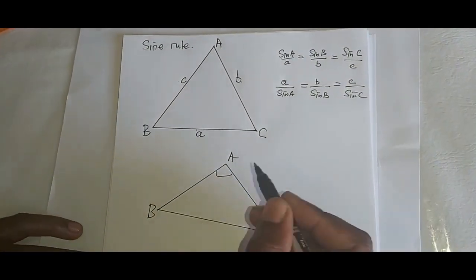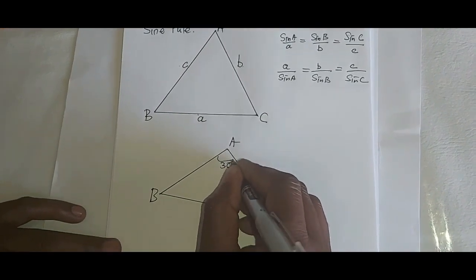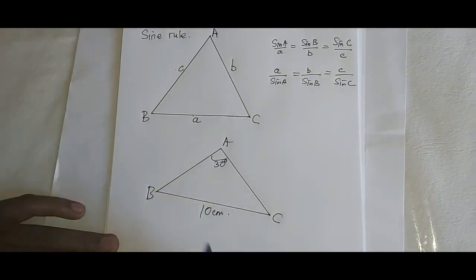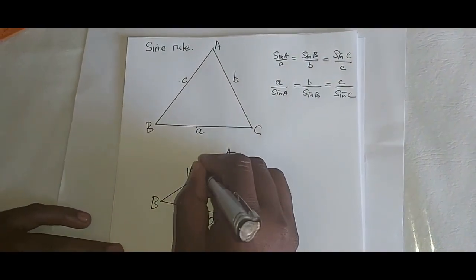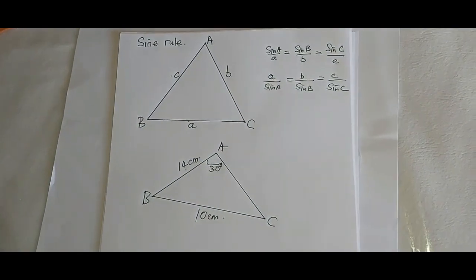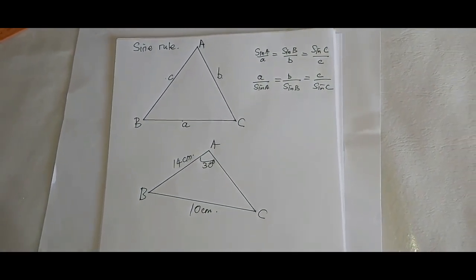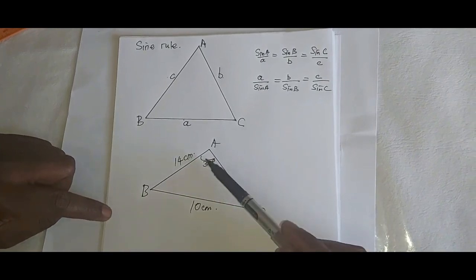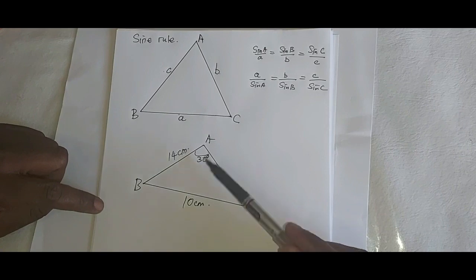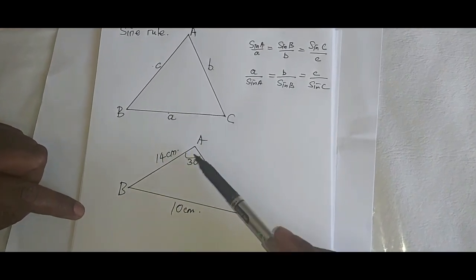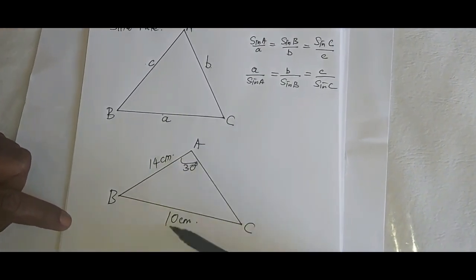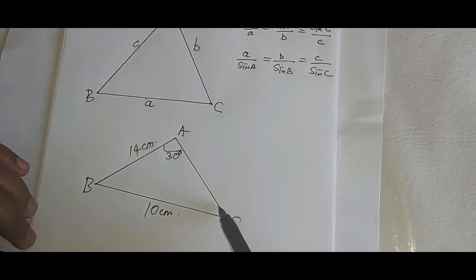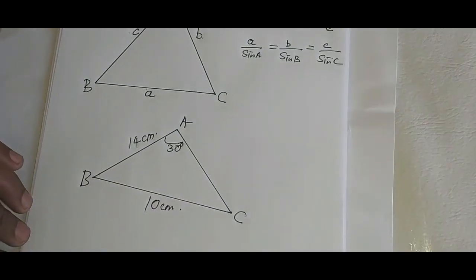Just for example's sake, I say this angle is 30 degrees, here it's 10 centimeters, and there it's 14 centimeters. It must be emphasized that the sine rule works best when you are given an angle and the side opposite it. Can you see here, you are given this angle and the side opposite the given angle is also given. So we can find angle C.